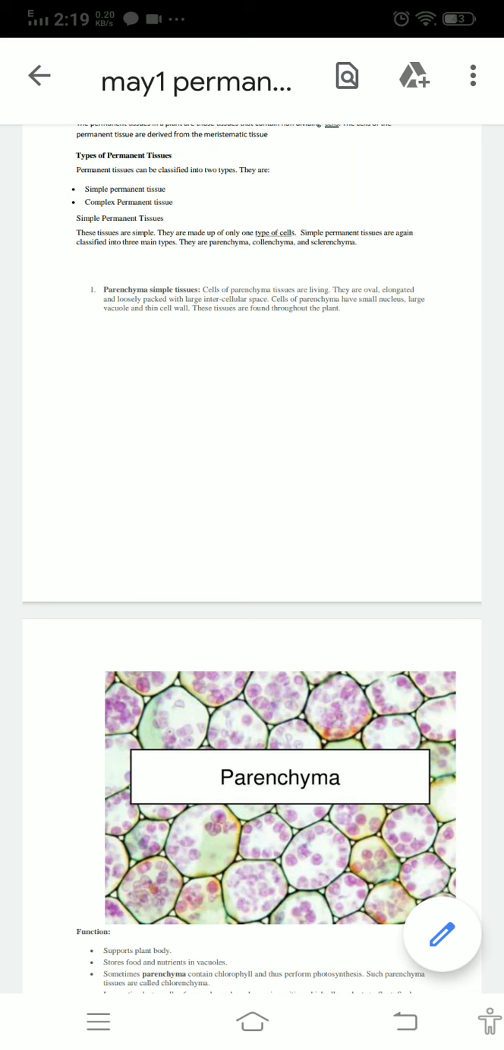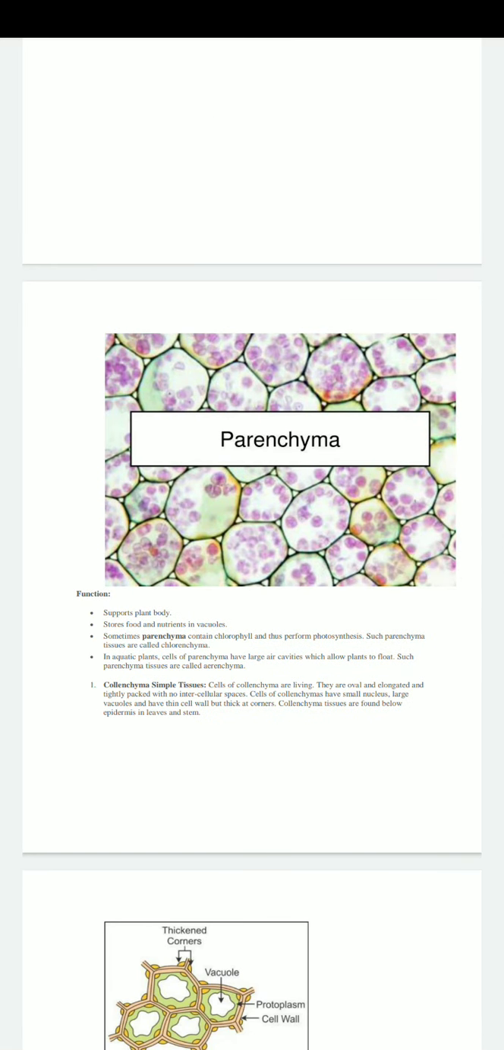They are oval, elongated, and loosely packed with large intercellular space. The cells of parenchyma have a small nucleus, large vacuole, and thin wall. These tissues are found throughout the plant. Now see the diagram of parenchyma tissue. See here, the cells are loosely packed and have a thin wall.